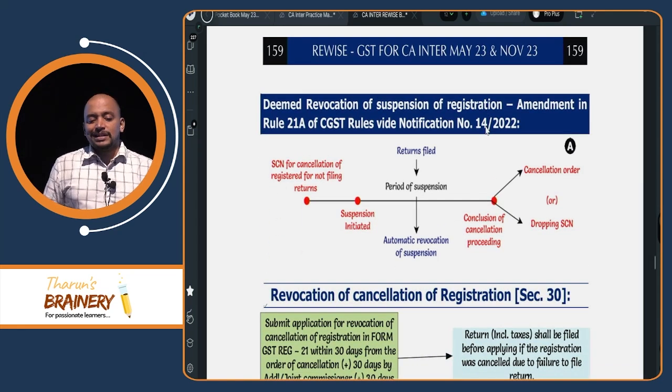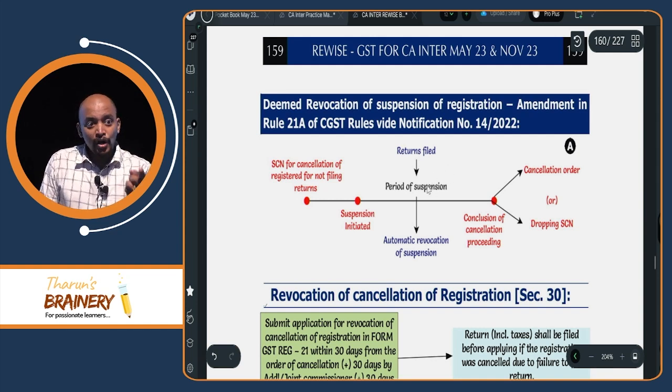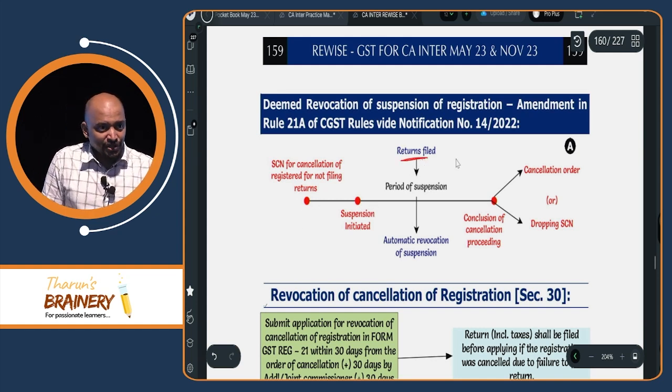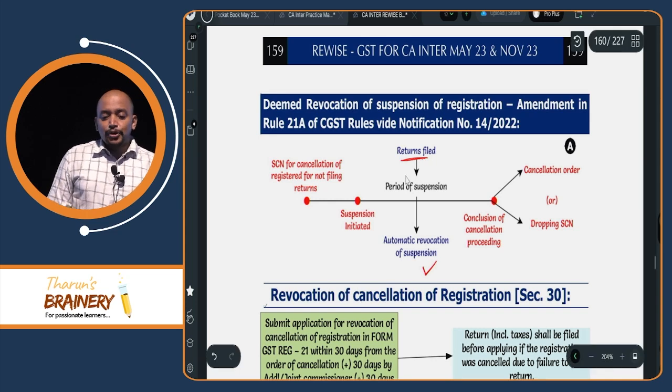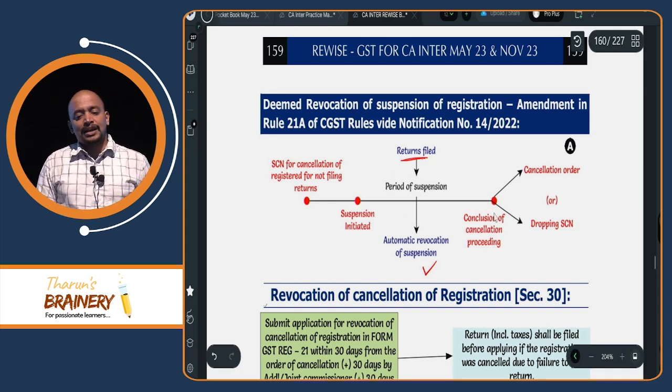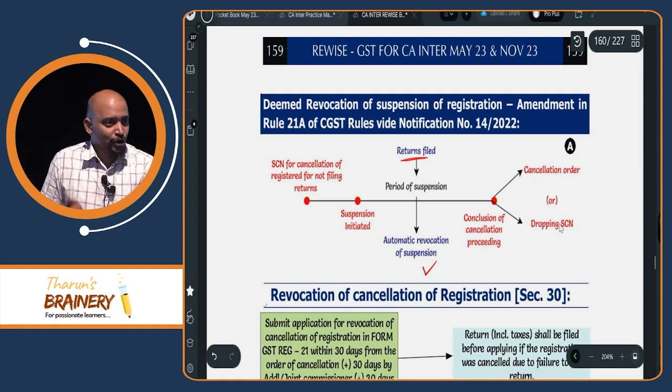So, show cause notice is issued for cancellation of registration for non-filing of returns and they initiated suspension. From the date they initiated suspension till the conclusion of cancellation proceedings, if you are filing returns during this period, so when the registration is suspended, you cannot file the returns of the suspension period. But which returns are we filing? Those prior to the date of suspension, then automatic revocation of suspension. And suppose if I am not filing these returns, what will happen at the conclusion of cancellation proceedings? They will pass a cancellation order or they will drop the show cause notice.